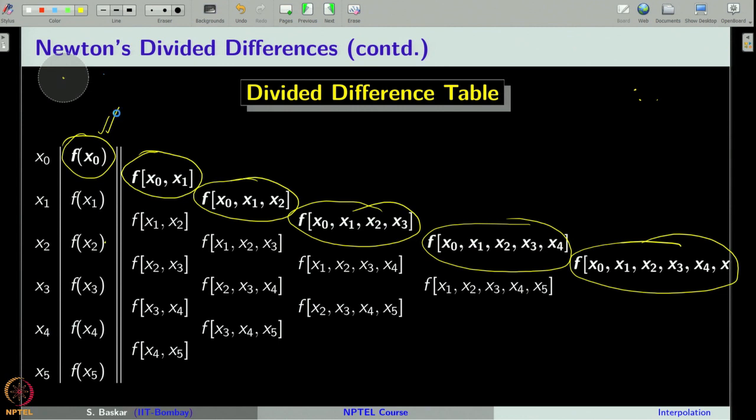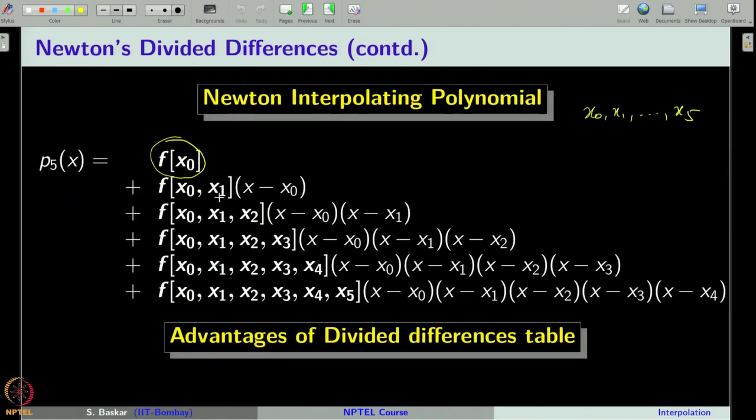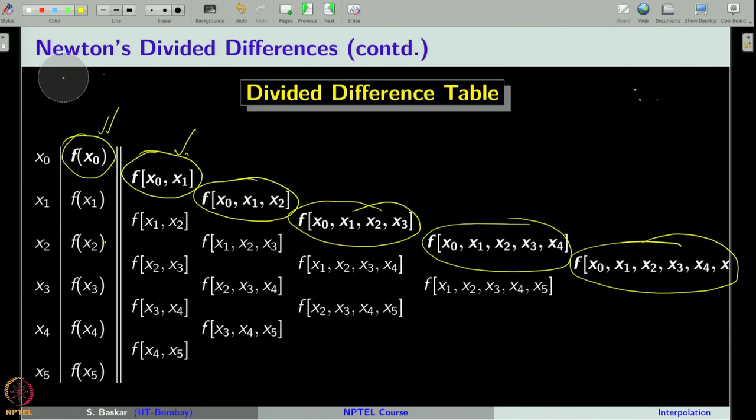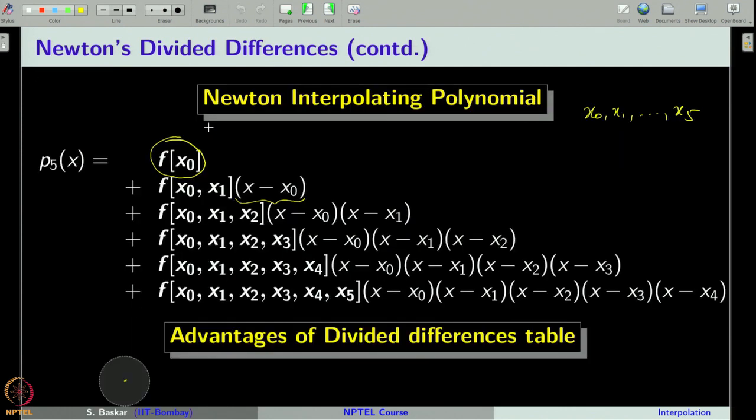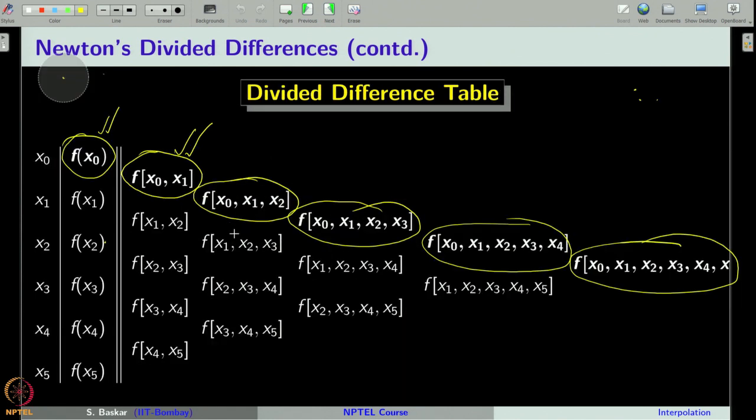then plus f of x 0 comma x 1 into x minus x 0. You will not write x minus x 1 here. So, this will not come. You will only have up to the previous one, and that is just obtained from this element. Similarly, f of x 0 comma x 1 comma x 2 into x minus x 0 into x minus x 1, that is what is sitting here. And what is this value? This value is precisely coming from here.